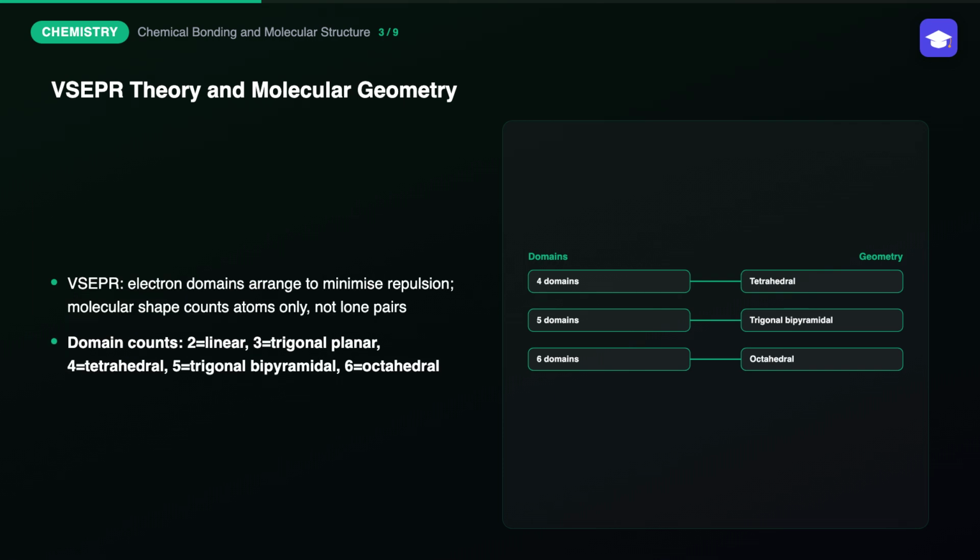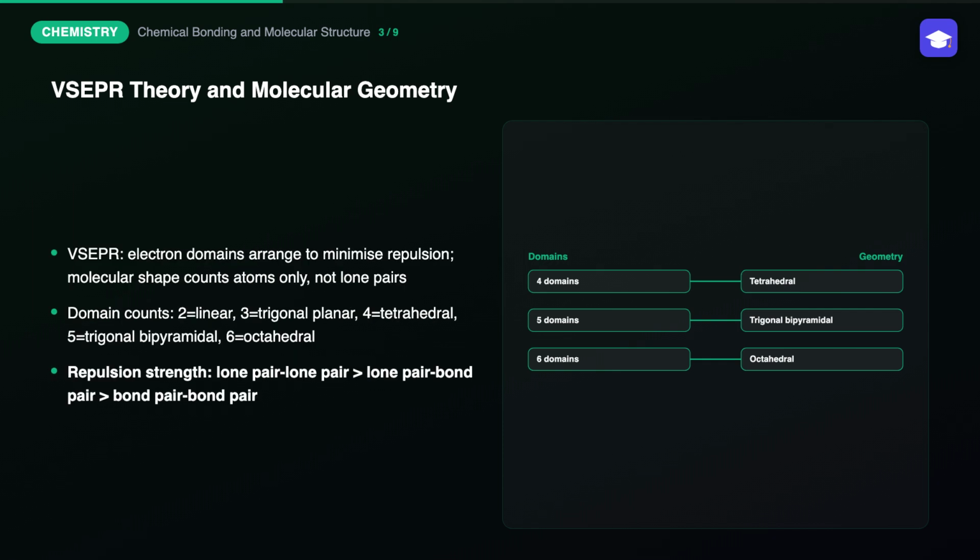2 domains give linear geometry, 3 give trigonal planar, 4 give tetrahedral, 5 give trigonal bipyramidal, and 6 give octahedral, but the molecular shape, which is what's actually reported as the final answer, only counts the positions of atoms, not lone pairs. So a molecule with 4 total electron domains but only 3 of them being actual bonding pairs, like ammonia, is still tetrahedral in its underlying electron geometry, but described specifically as trigonal pyramidal in molecular shape.